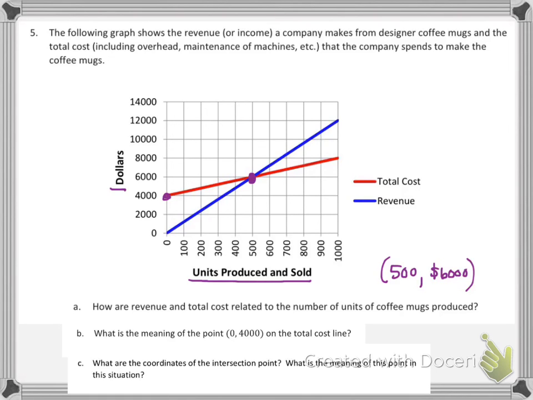Okay, last one, part C. What are the coordinates of the intersection point? What's the meaning? Yeah, we already said that. All right. Anything after that intersection is profit. So the total cost is now below our revenue, and that means that any difference here is profit. Okay? Next. Next? There is no next.